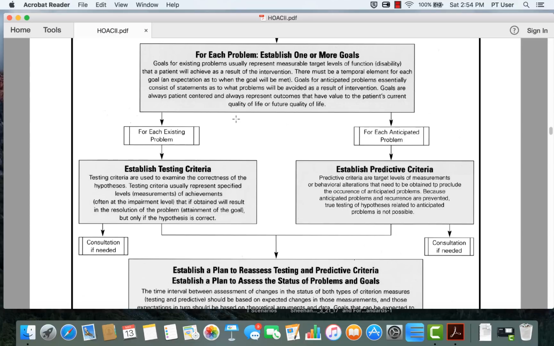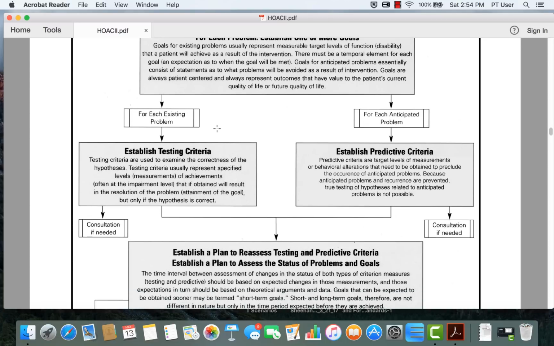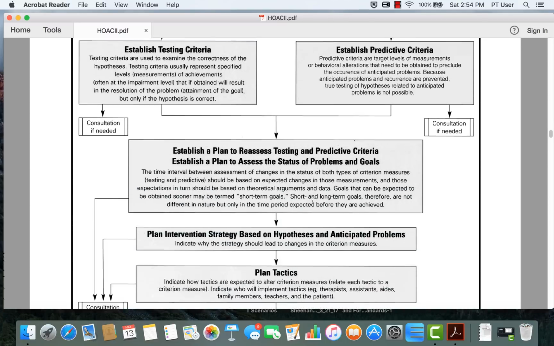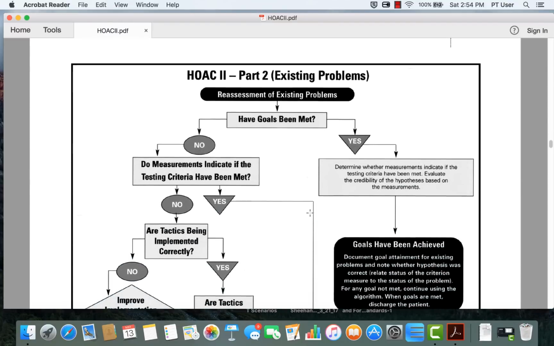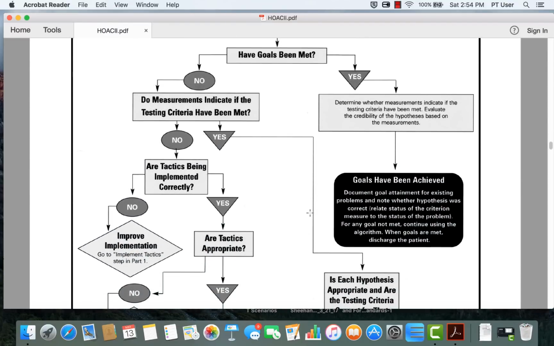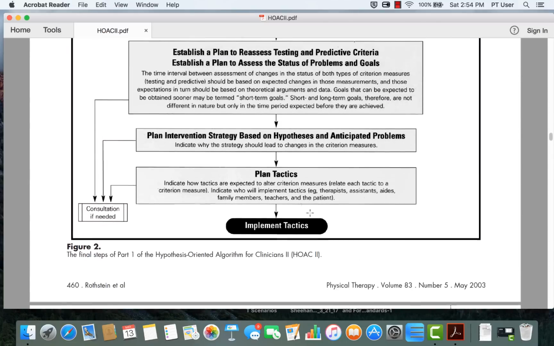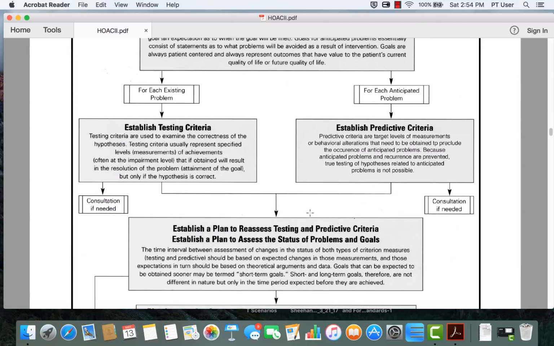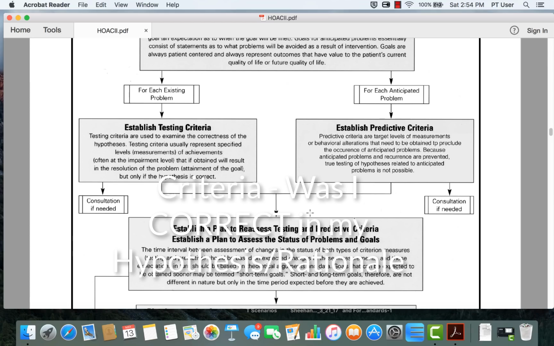Now, just real quickly, just to scroll down, and we're not going to spend any time on it right now, but where these testing and predictive criteria come into play is in part 2, where we want to actually create our own evidence and determine whether we were successful or not. And if we weren't, why weren't we? Okay? All right. So what I want you to understand right now related to testing and predictive criteria are the definitions. They're used to assess whether our hypotheses or our rationales were correct. Okay?